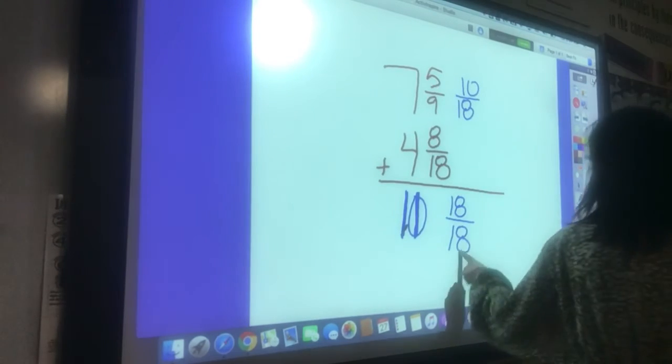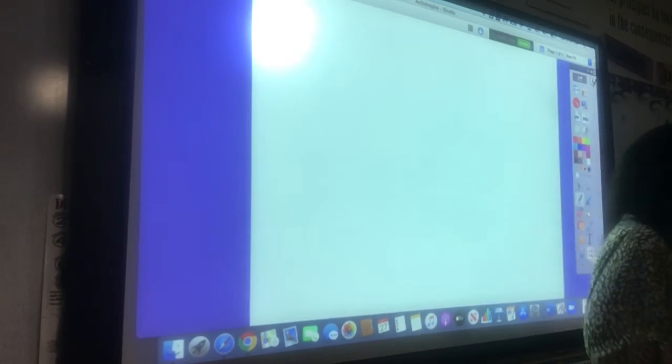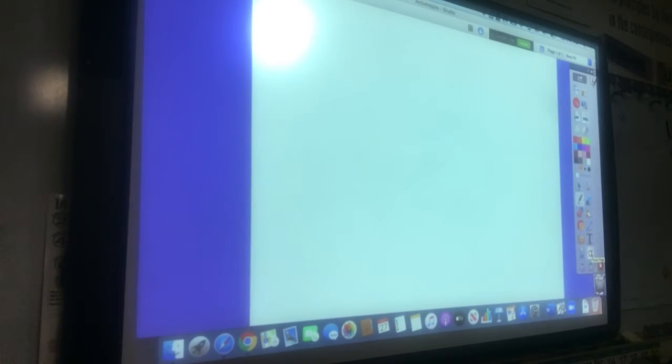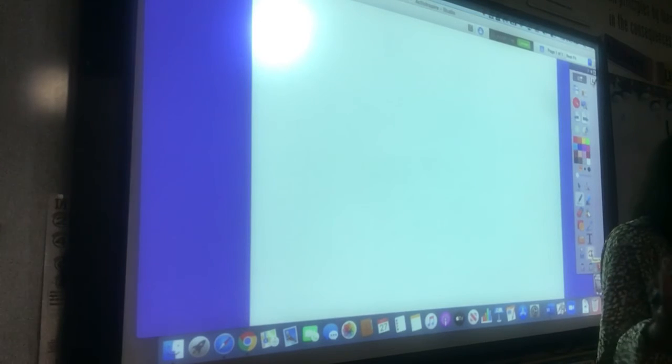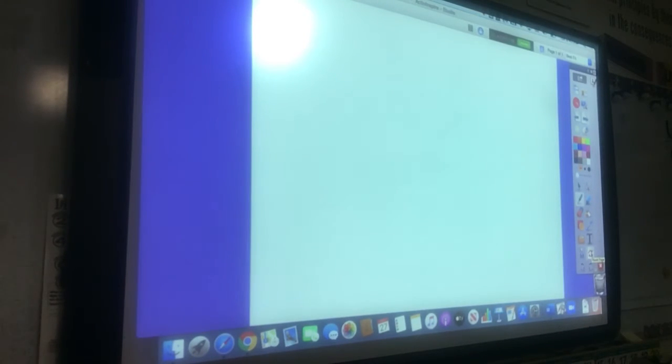So that can also happen. You could also get a whole number. That's also considered an improper fraction because you wouldn't say 18/18, you would say 1 whole. Okay, so let's try another one like that.